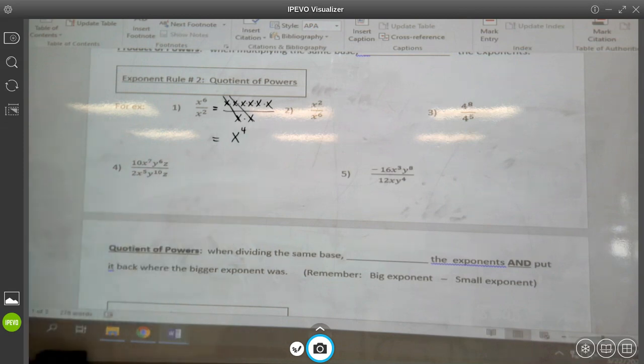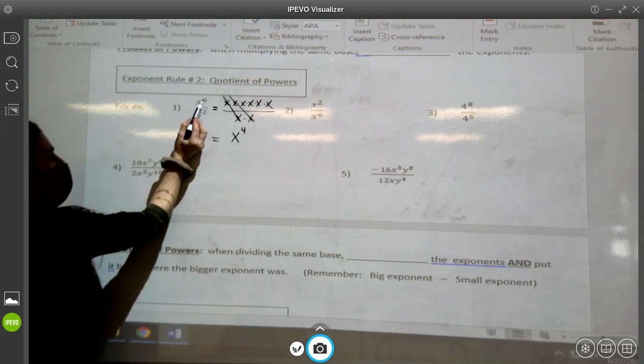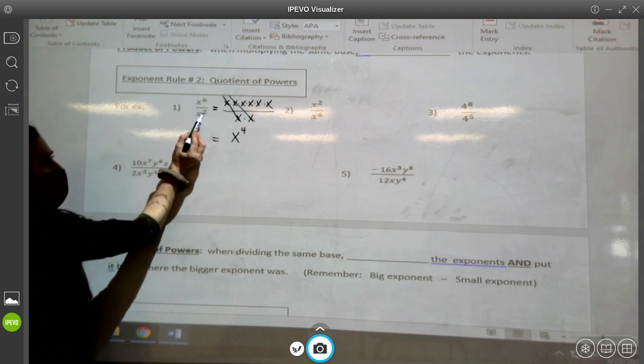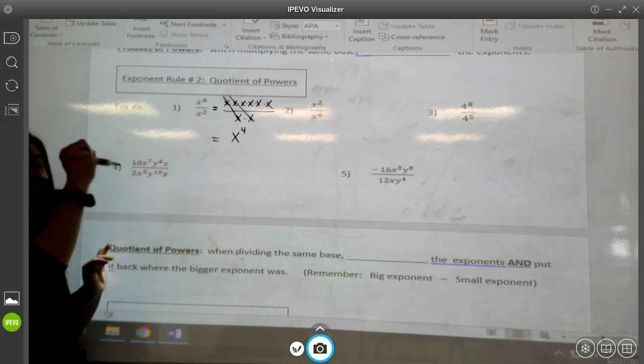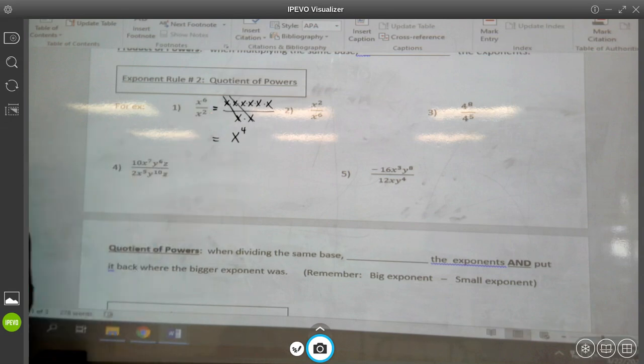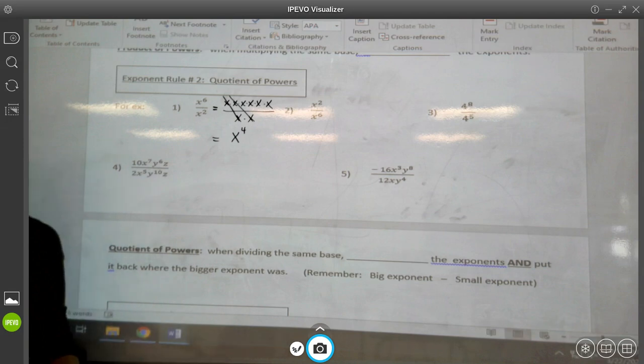So can you see a quicker way to get to your answer with 6 and 2 ending at 4? Yeah, I'll subtract them. And look where it ended up. You take the big exponent, you subtract the little exponent, and the answer always ends back where the bigger exponent was. So since the bigger exponent was on top, our answer ended on top.